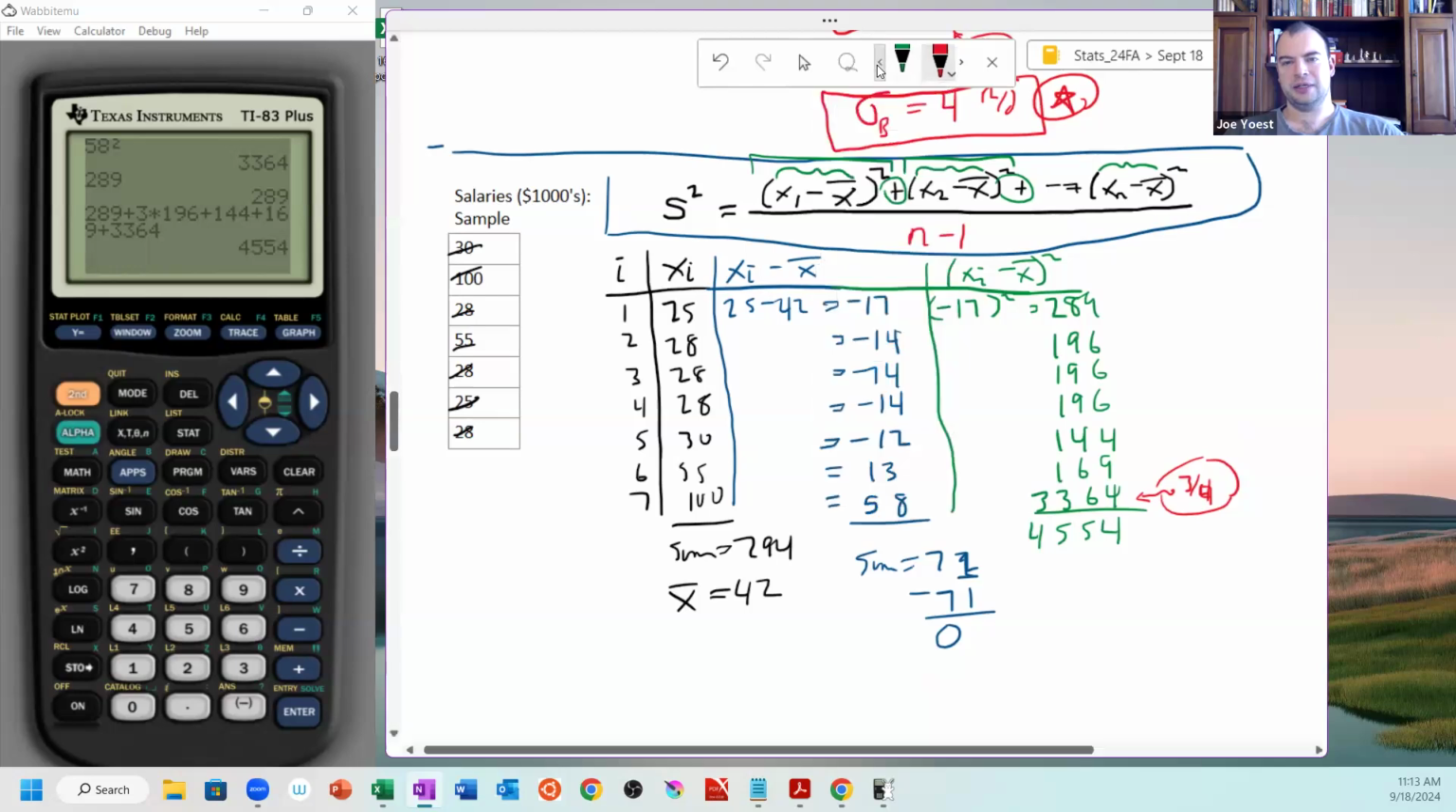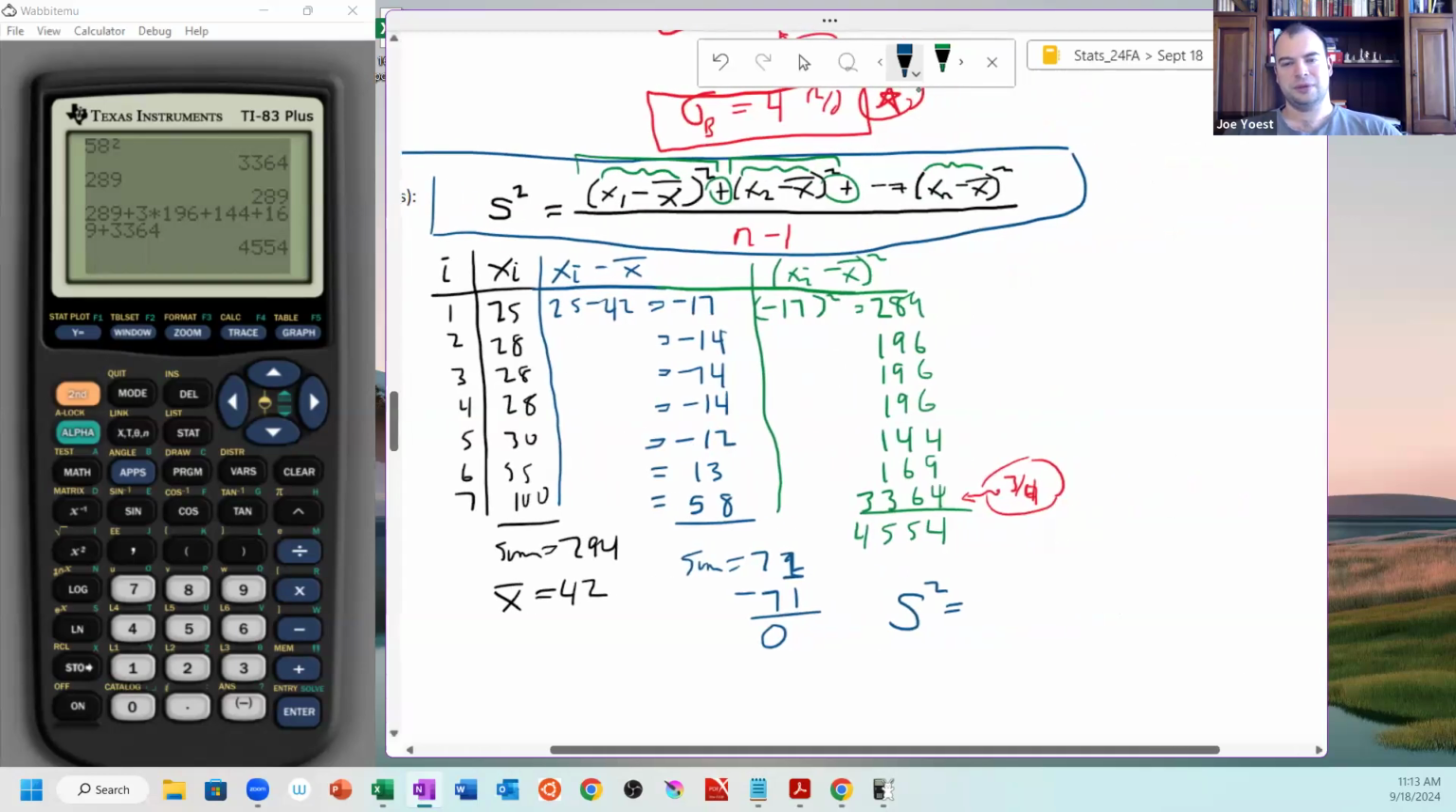Okay, so my variance for the salary data, I'll write it as S squared because it's a sample variance. This is my numerator. This is my sum of square deviations from the mean.